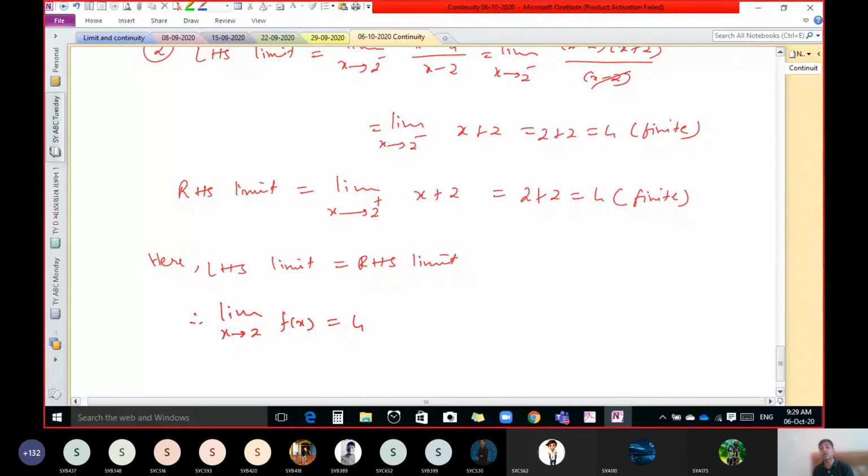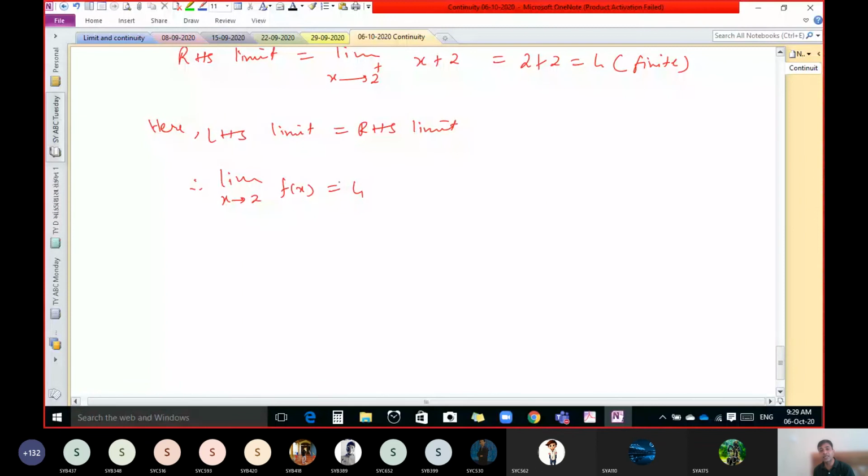If they are not equal, then we have to write limit does not exist, and limit does not exist means the second condition is not satisfied. But here we have a finite value as the answer. So we can say that, therefore, the second condition is satisfied.